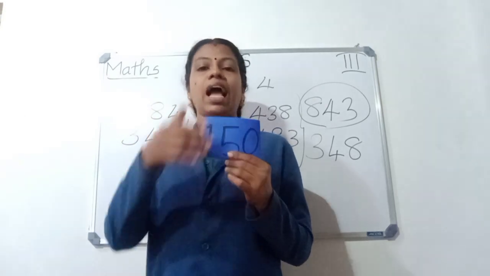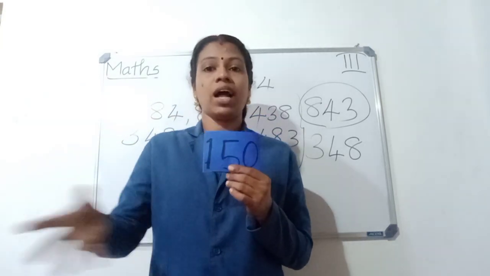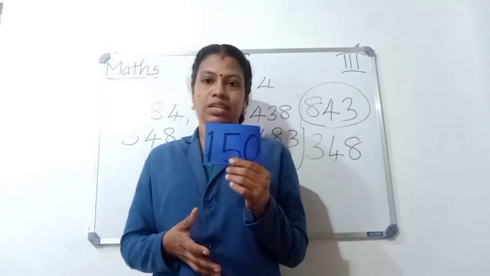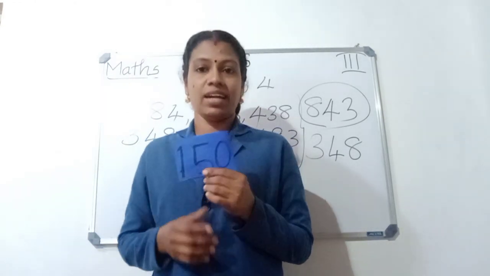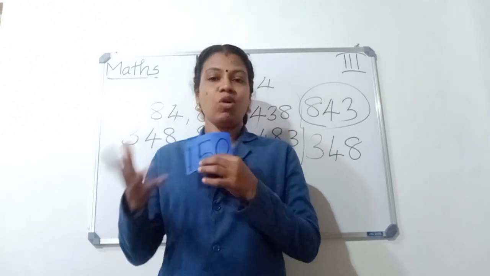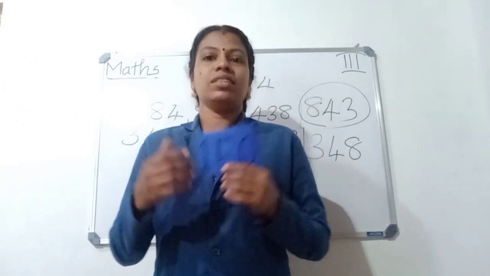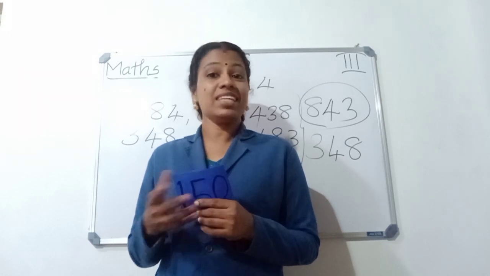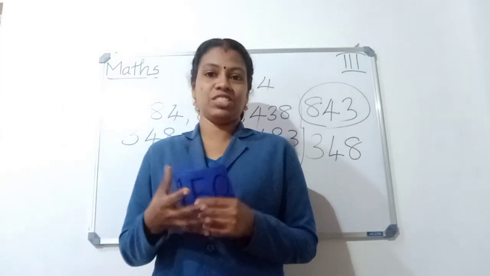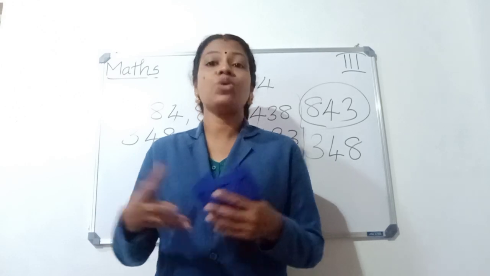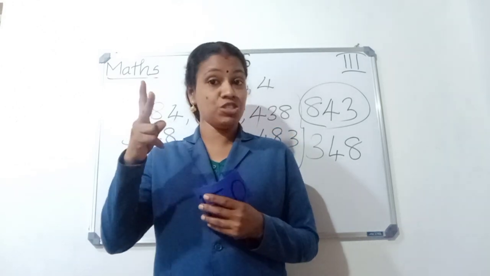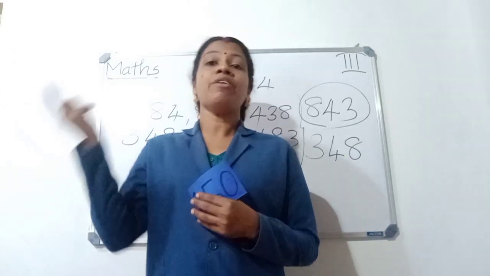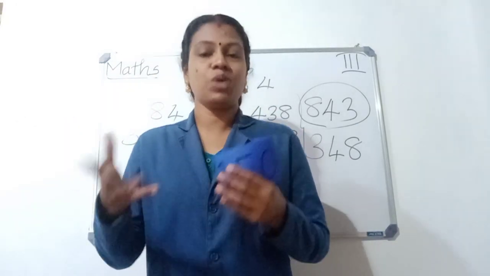So 150, we can say it is century and a half century. A century and a half century gives 150. Then what is double century and 50 gives? It is double century and 50. So what's the number? It is 250. Double century and half century. So 200 is there, 50 is there. Total 250.